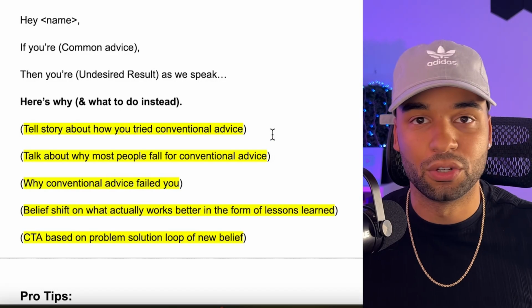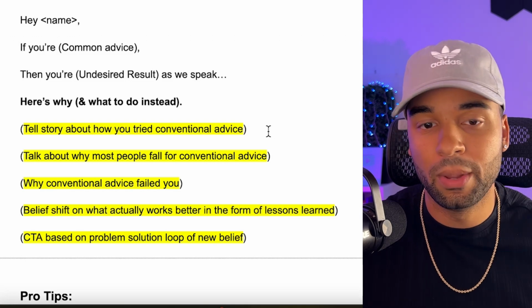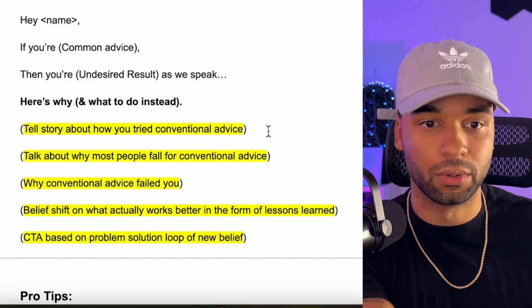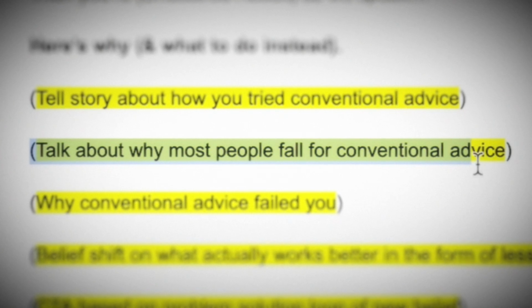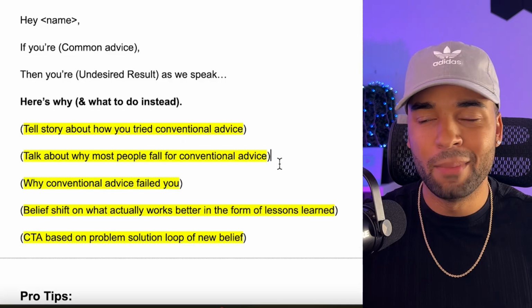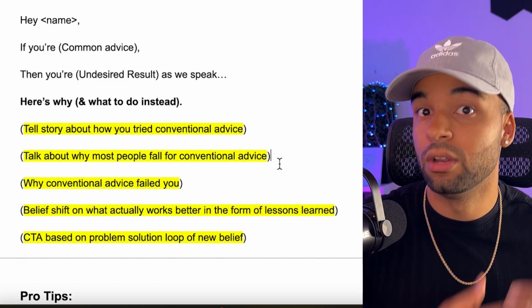You tried the conventional way, you tried what everybody else said to do, or you have taught other people to do it, or you've known other people to do it, okay? Then you want to talk about why most people fall for the conventional advice. So why does it make perfect sense, right? It makes perfect sense as to why you'd want to fast. I mean, it's the best way to cut calories, right?